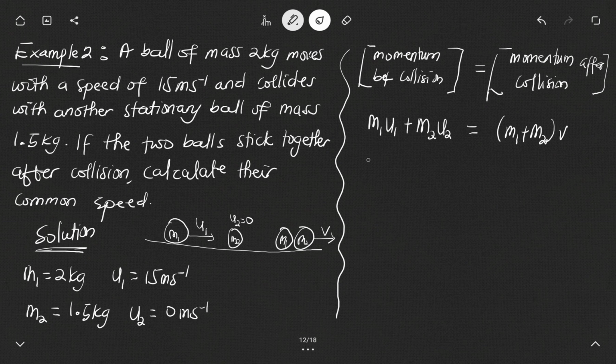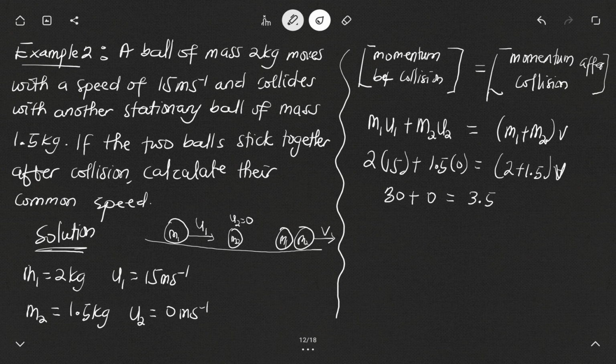So over here M1 is 2 multiplied by U1 is 15 plus M2 is 1.5 multiplied by 0, which is the velocity of the stationary body. And then I have over here my M1, which is 2 plus 1.5, M2, multiplied by V. So 2 multiplied by 15 will give me 30 plus 1.5 multiplied by 0 is 0, and this will give me 3.5 V. So 30 plus 0 is 30, is equal to 3.5 V.